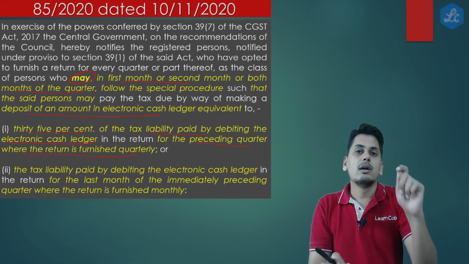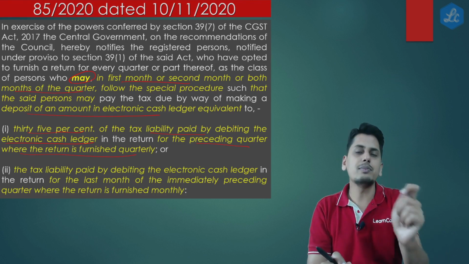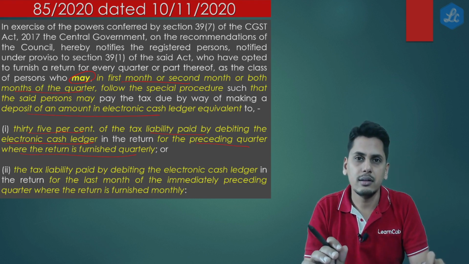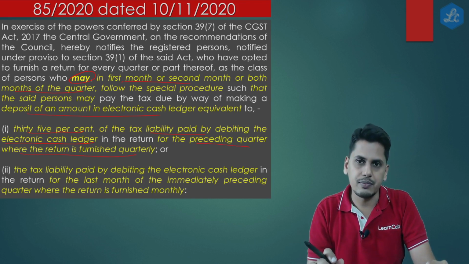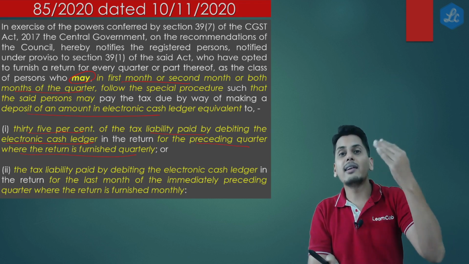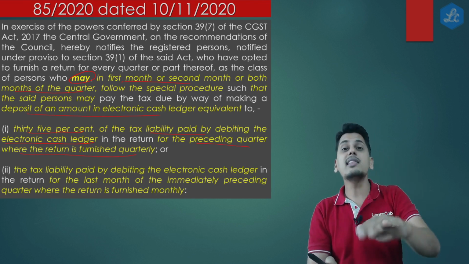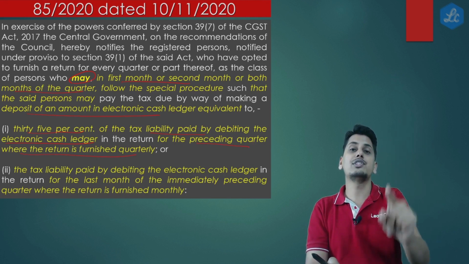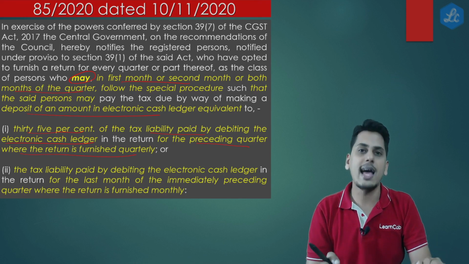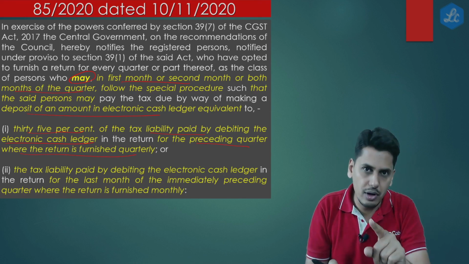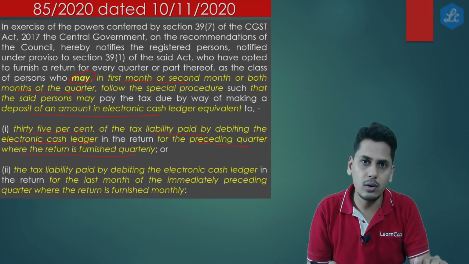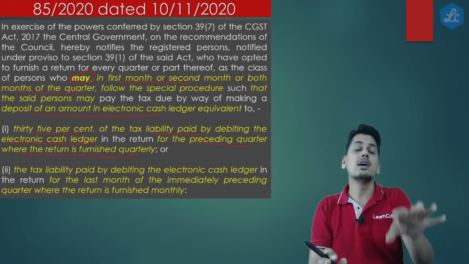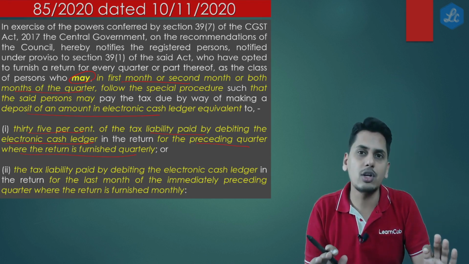QRMP scheme. Now for the month of April, for the first month of the quarter, you need to calculate what is the amount of tax which you need to deposit in the electronic cash ledger. So they say you might have filed the return in the preceding quarter. You take the return of the preceding quarter, Jan, Feb and March, find out what is the amount of tax which you have paid by debiting the electronic cash ledger. For January, February, March, you would have filed GSTR 3B for that particular quarter. For that particular quarter, total liability minus total input tax credit, whatever is the difference, you would have paid by debiting the electronic cash ledger.